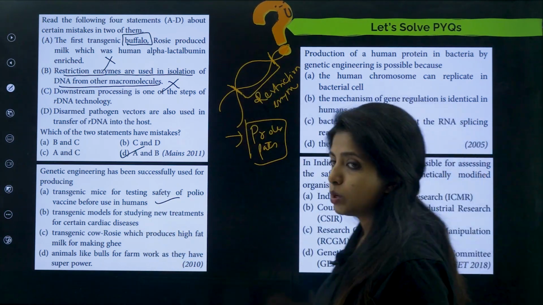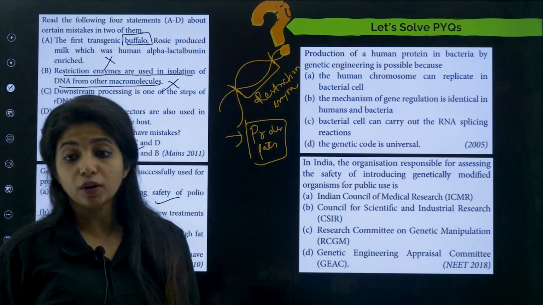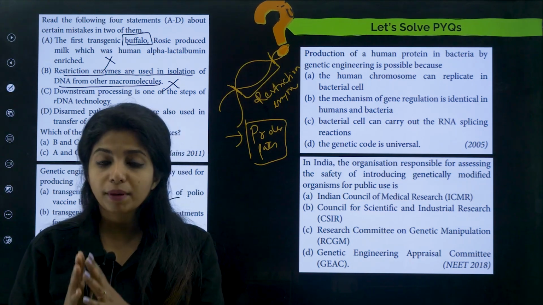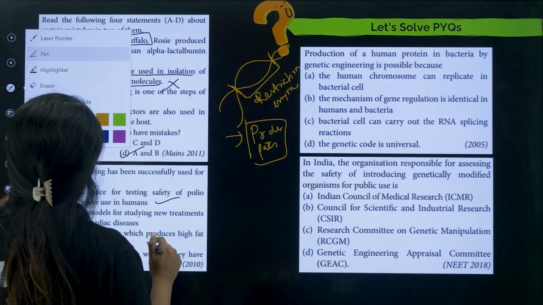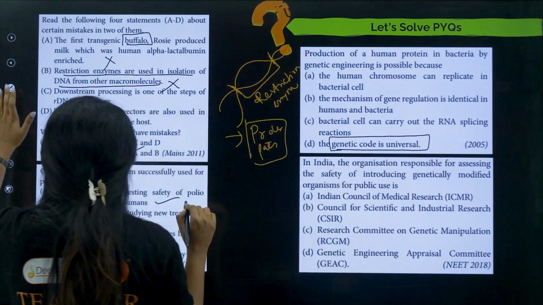Going ahead, the next question. Production of human protein in bacteria by genetic engineering is possible because, how can you produce a eukaryotic protein in a prokaryotic organism, children? Because the genetic code is universal. The genetic code that you see, it is universal. What do you mean by genetic code?